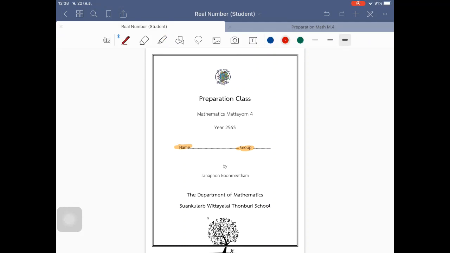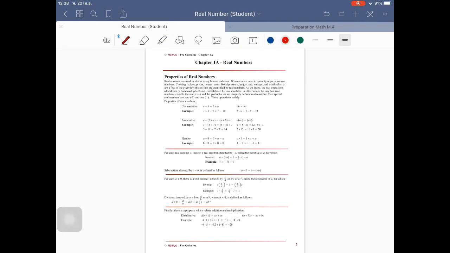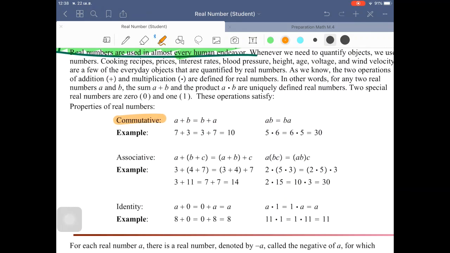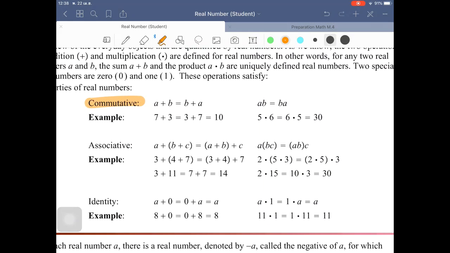Okay, let's go. The first topic we are going to study is about the properties of real numbers. Here you can see the properties of real numbers. There are basic properties you have to know to solve problems of real numbers. The first one is commutative. Commutative is about switching the numbers.